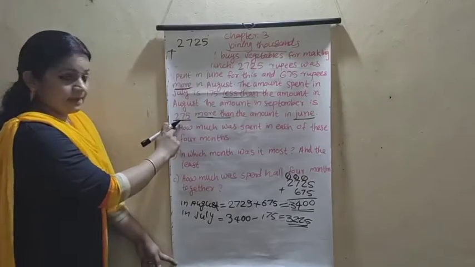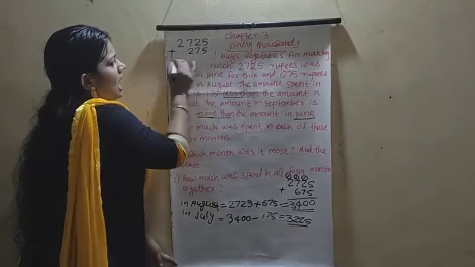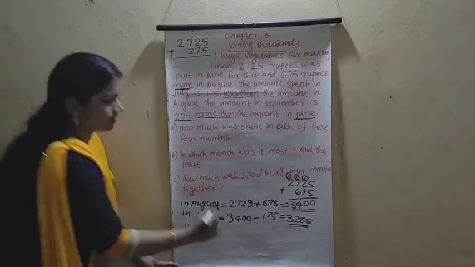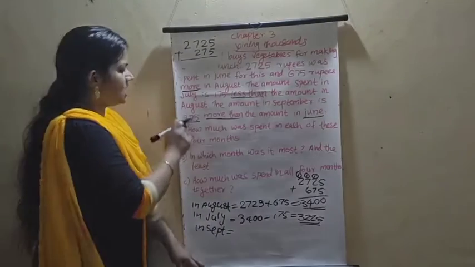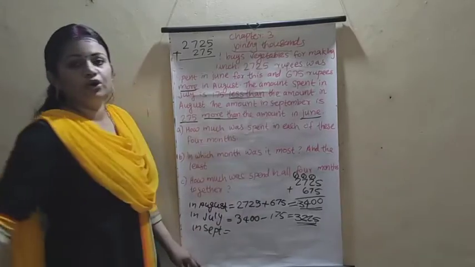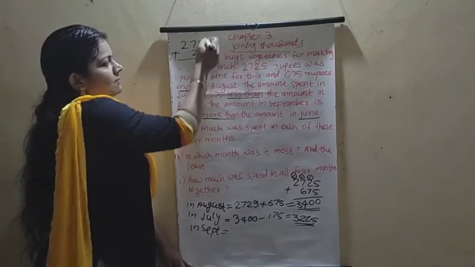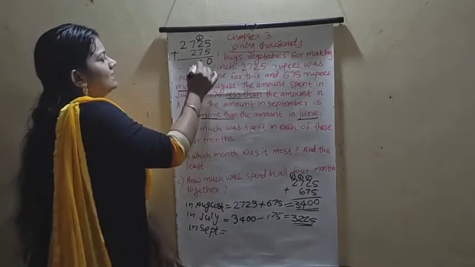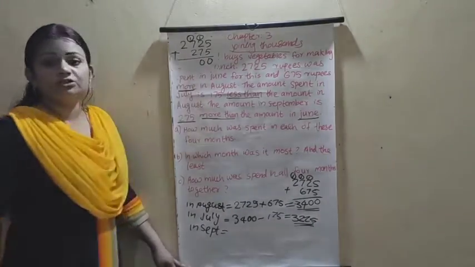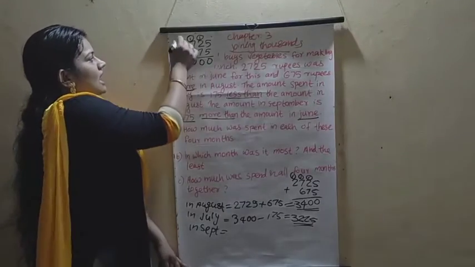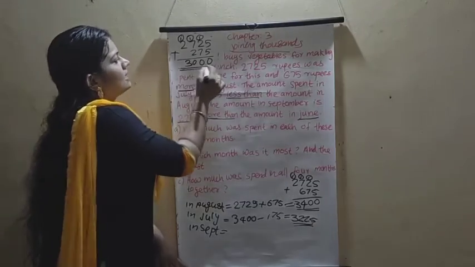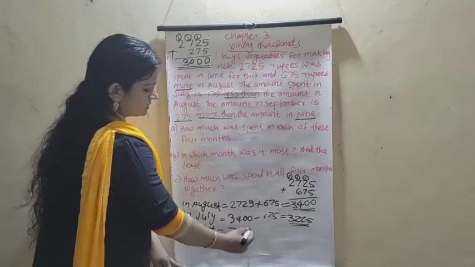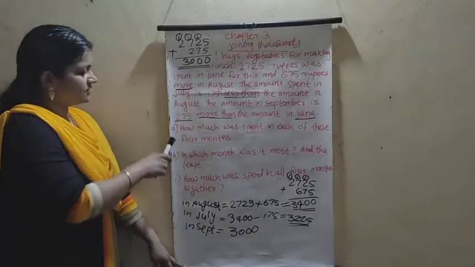2,725 plus how much money? 275. Add these two amounts for September. In September it is 275 more than June, so we add these two amounts. 5 plus 5, 10. 1 is the carryover. 7 plus 2 plus 1, again 10. 1 is the carryover. 7 plus 2 plus 1, again 10. 1 is the carryover. 3 plus 2, plus 1, 3. Then the amount in September is 3,000.